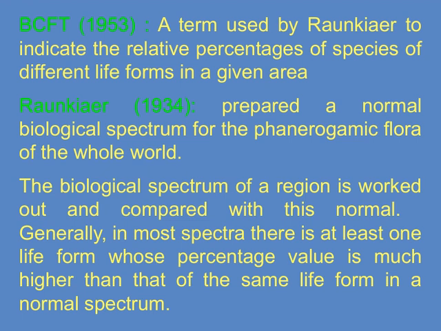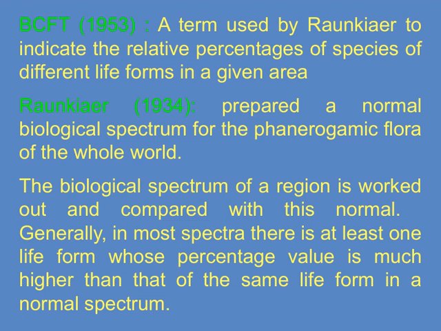Let's talk about BCFT, which stands for Raunkiaer's Biological Climate and Flora term, introduced back in 1953. It's a way to describe the relative percentages of different life forms, like trees, shrubs, herbs, in a specific area. Essentially, it gives us a snapshot of the plant life structure in that location. Raunkiaer, in 1934, took this concept further by creating a normal biological spectrum for the world's phanerogamic flora, that is, seed-producing plants.